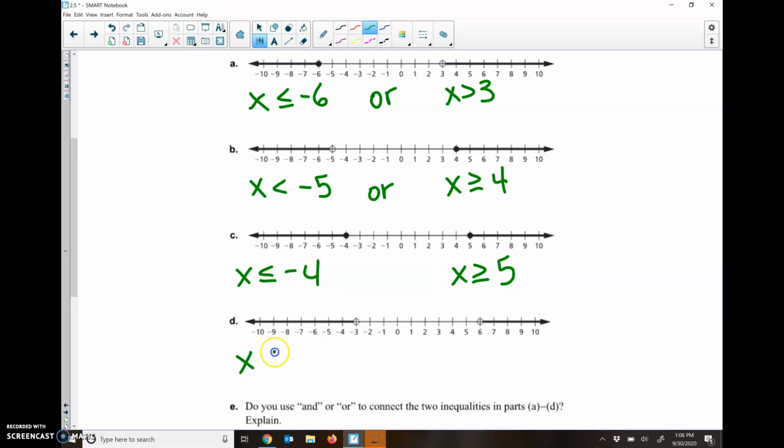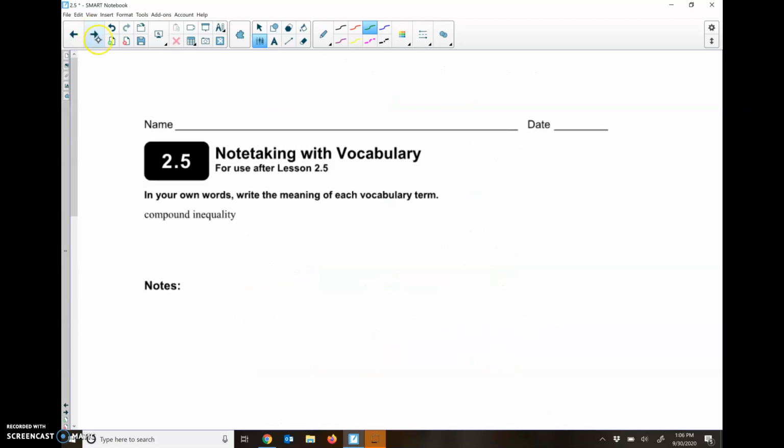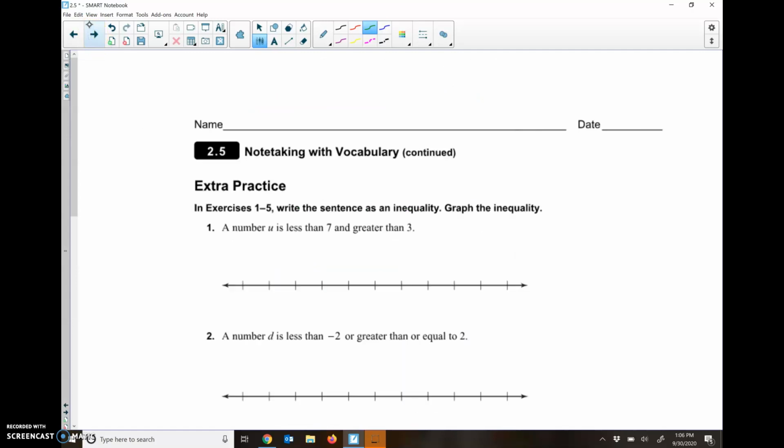Here I got two empty circles, so no equal to signs, so x needs to be less than -3, and x also needs to be greater than 6. And these are both or problems. So there's kind of an intro to our two kinds of problems. And now let's look and see what they look like when we have to write them out.